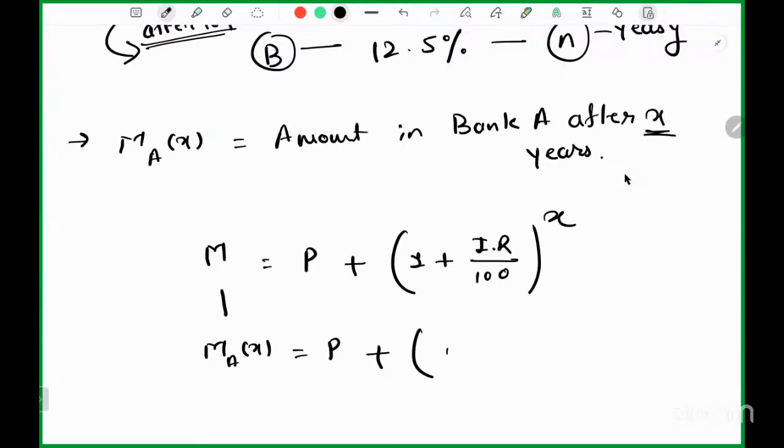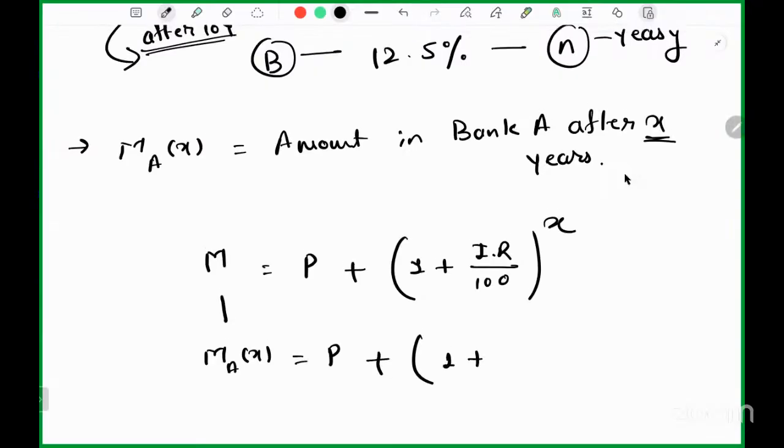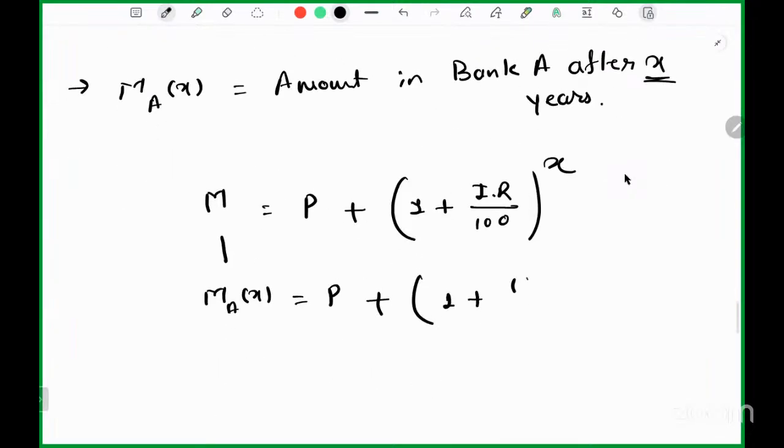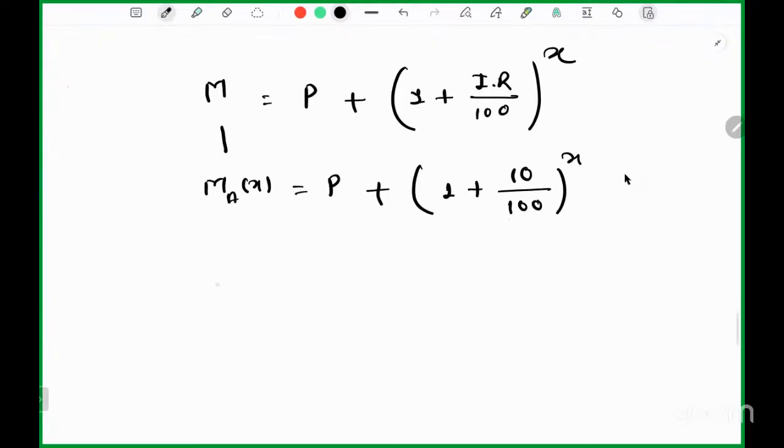Now 1 plus the interest rate. In bank A, what is the interest rate? It is 10%, so that is 10 upon 100. And MA of X is the amount in bank A after X years, so the number of years stays X. Ma'am, won't the time be 10, because he deposited for 10 years?